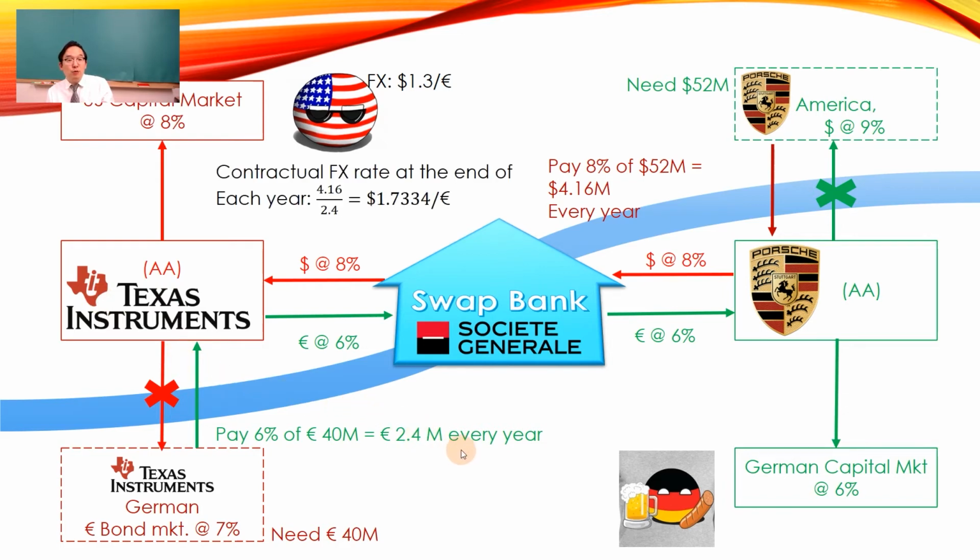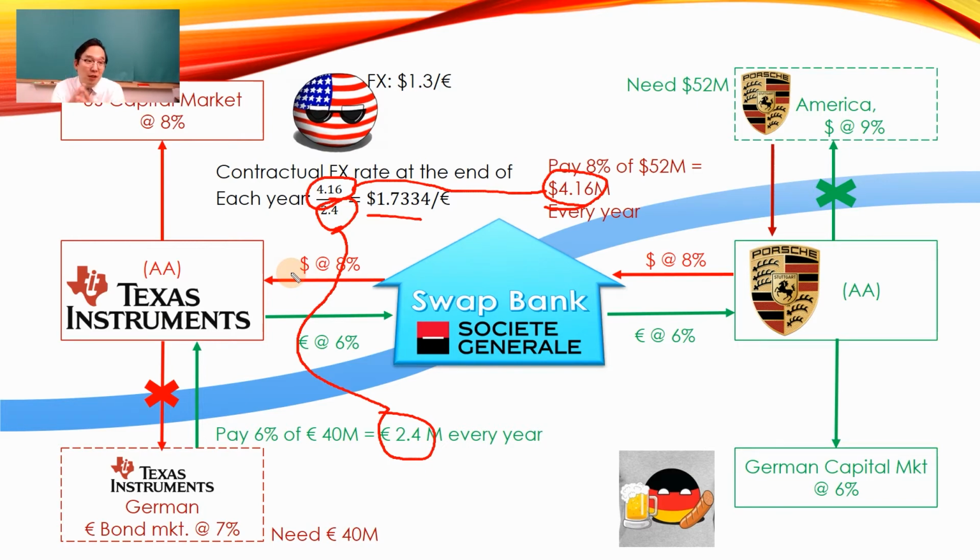Now, contractual FX rate, you can compute periodically. The contractual FX rate at the end of each year would be 4.16, which is, say, 4.16 million dollars, that's this guy, over 2.4 million euros over here. So it's going to be $1.7334 per euro. That's the interest rate, the interest payment periodically until the end of the maturity, okay?